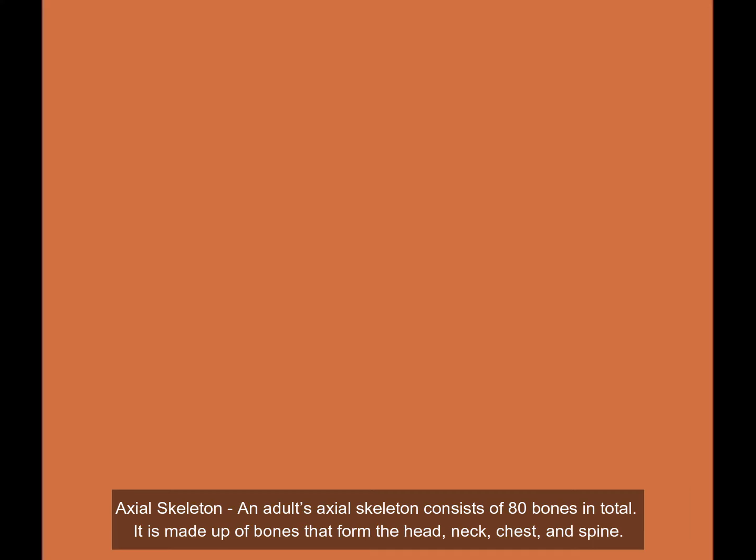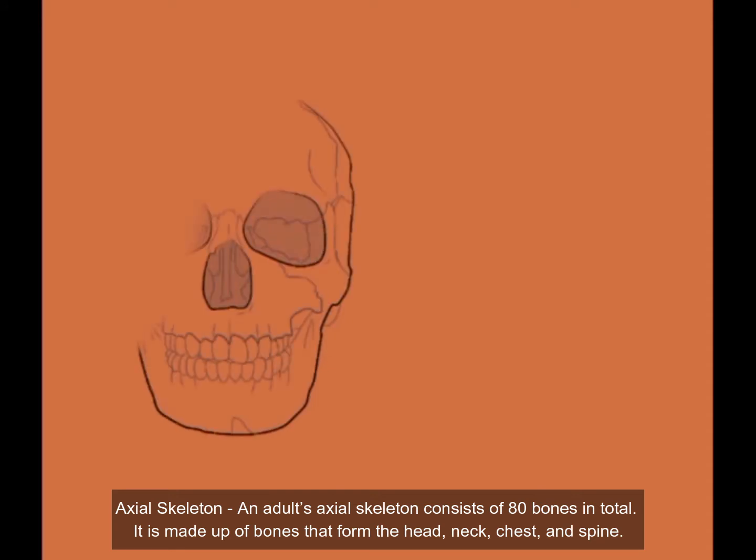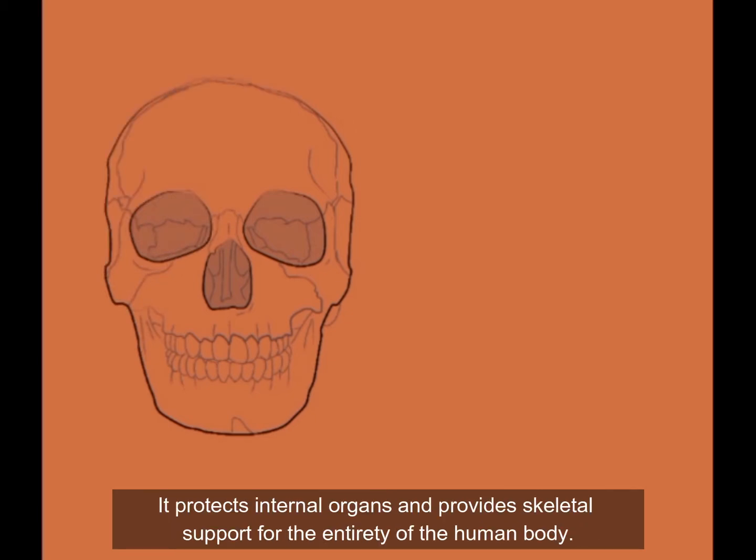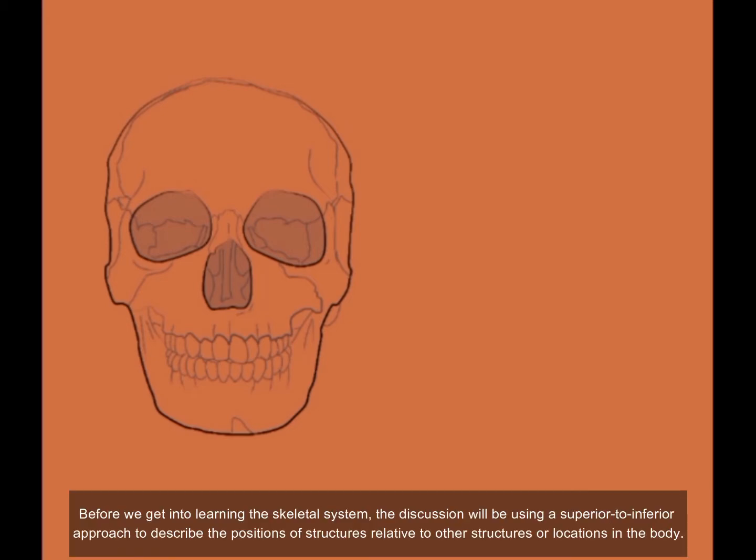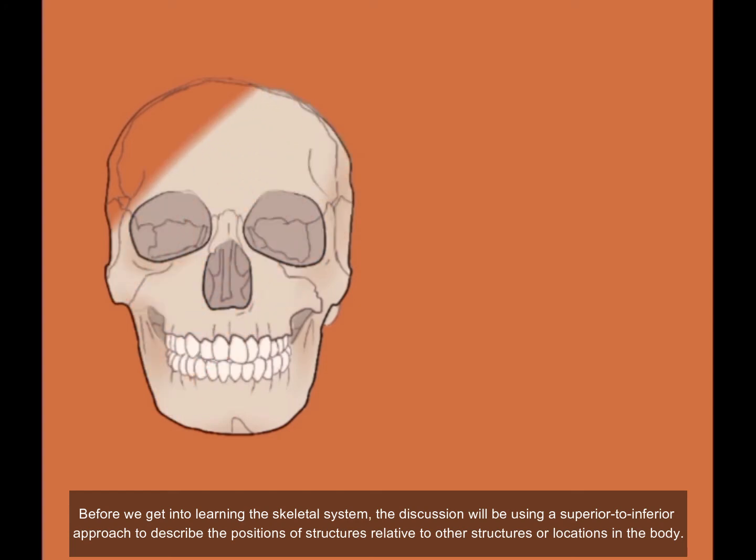Axial skeleton. An adult's axial skeleton consists of 80 bones in total. It is made up of bones that form the head, neck, chest, and spine. It protects internal organs and provides skeletal support to the entirety of the human body. Before we get into learning the skeletal system, the discussion will be using a superior to inferior approach to describe the positions of structures relative to other structures or locations in the body.